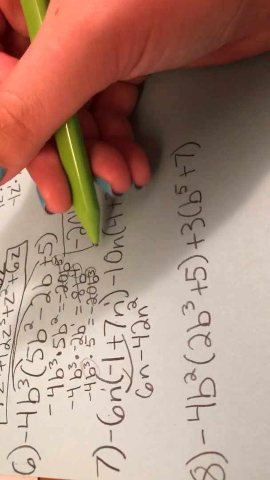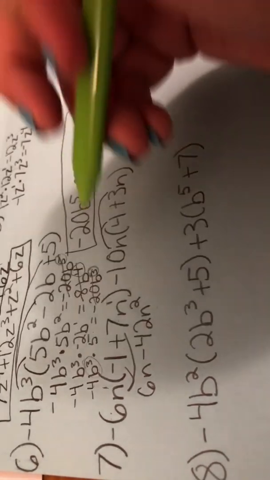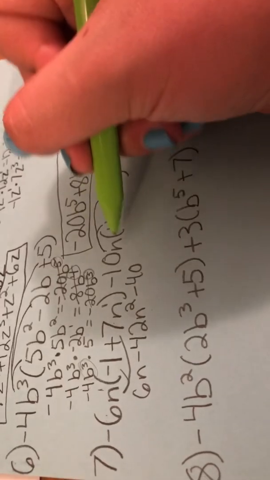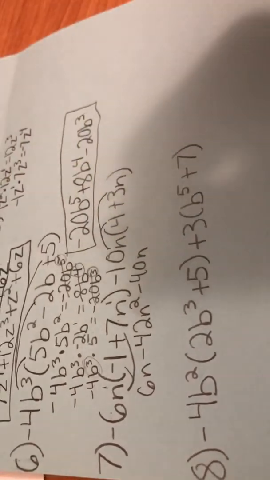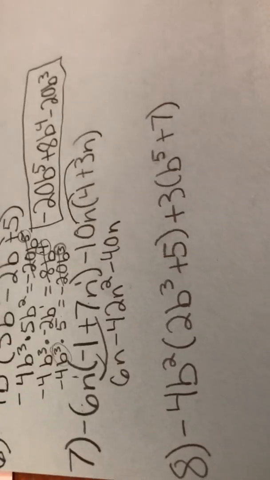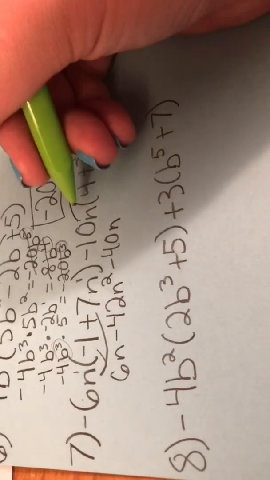And then we've got negative 10n multiplied out to that 4 and that 3n. Well, negative 10 times 4 is negative 40. There's 1n. It's only to the power of 1, so we're not changing it. Then we have negative 10n times 3n.